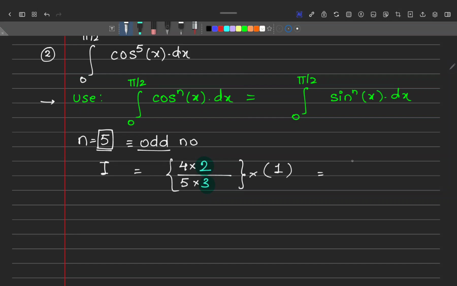So if you simplify this, what do we get? So it will be 8 by 15. This will be the answer. Is it clear? Now we move to the next question.